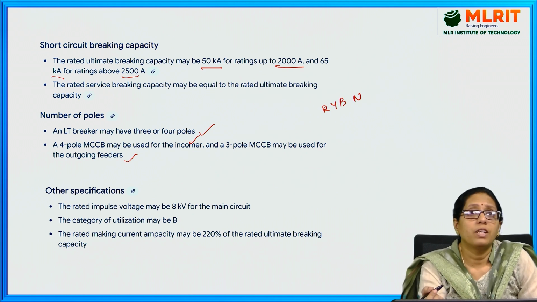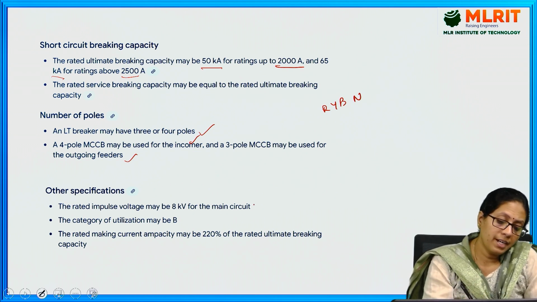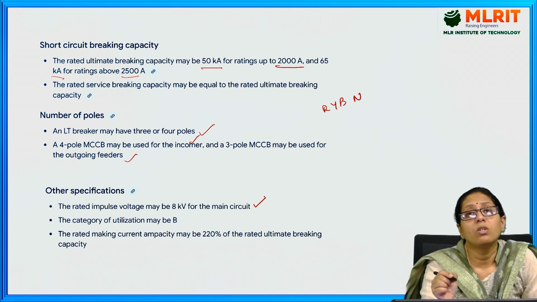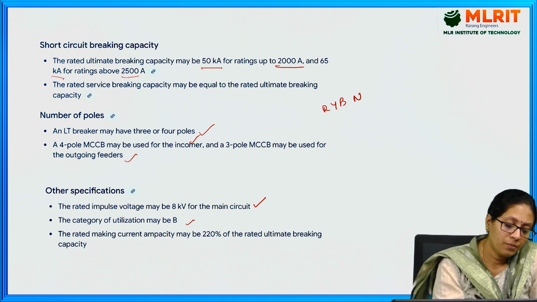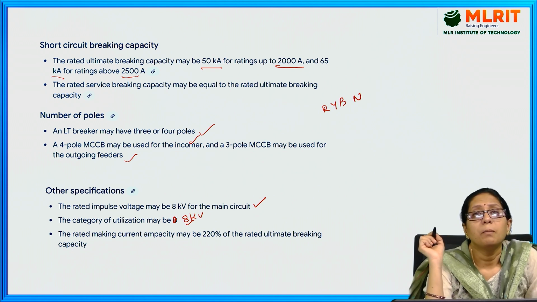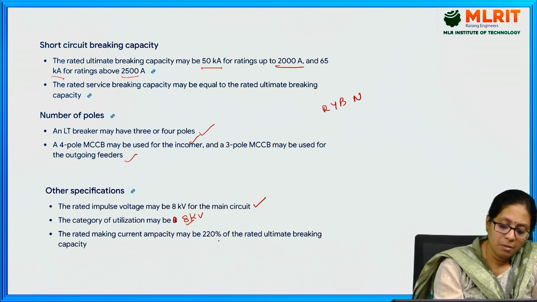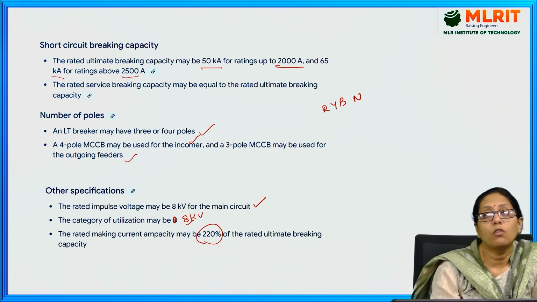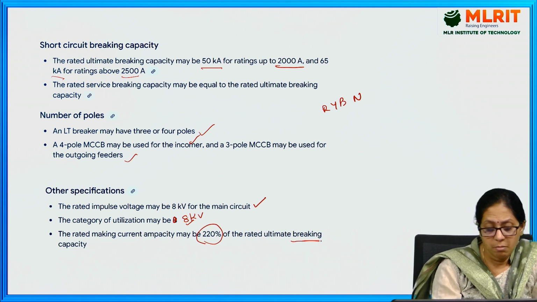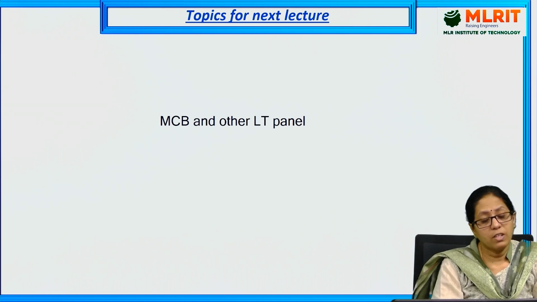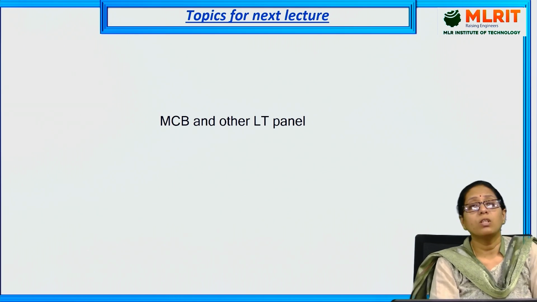The other specifications are like the rated impulse voltage, which may be around 8 kilovolts for the main circuit, and the utilization may be around 8 kilovolts. The rated making current capacity may be 220% of the rated ultimate breaking capacity. So these are the different specifications of the circuit breakers.